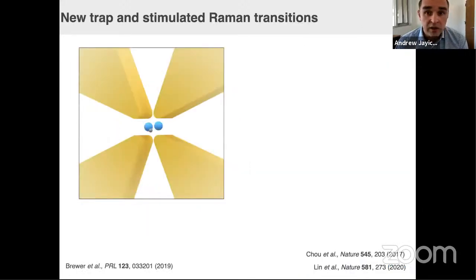Right. So where are we going? I showed you this tractor trap that's made for brute force radium work. This is the NIST wheel trap that's undergone years of development and was used to make a clock with extremely low systematic uncertainty, using quantum logic. So this trap is designed for quantum logic.